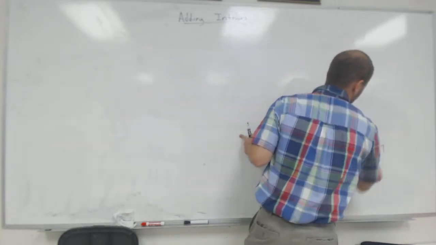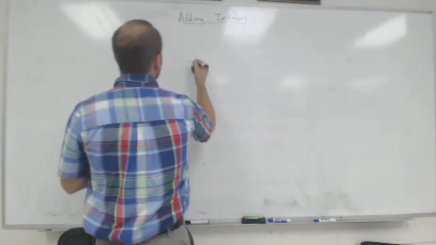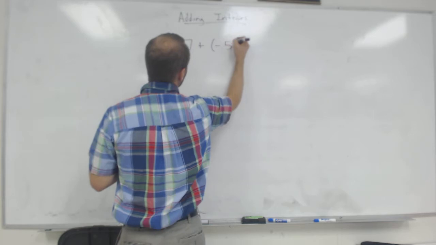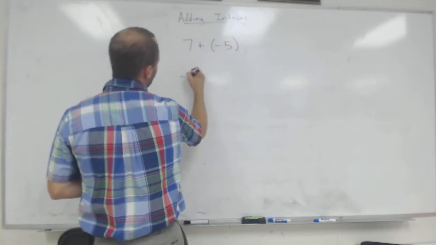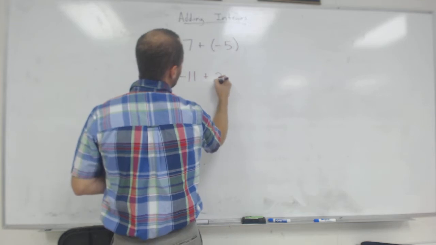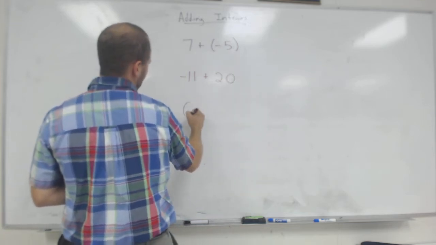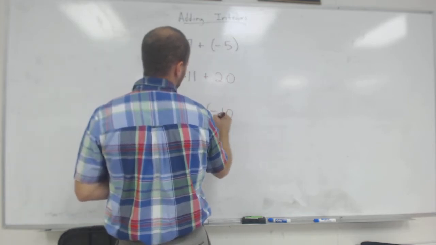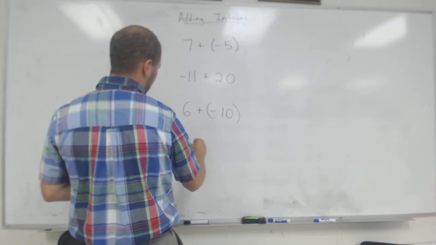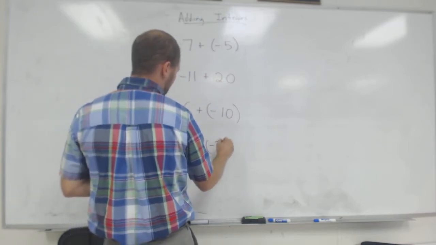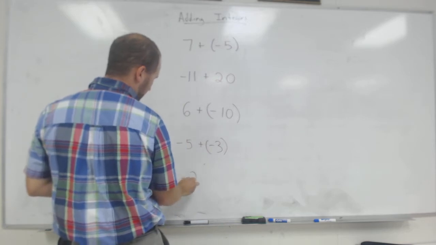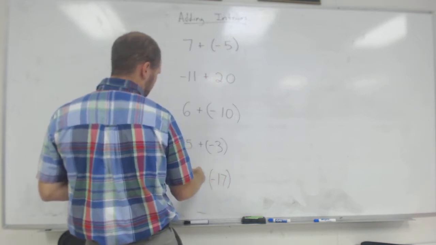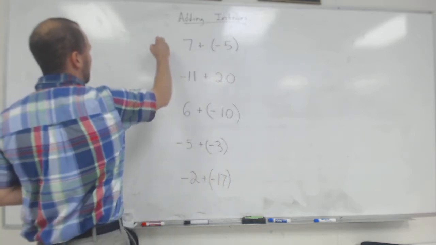Some of them are going to have the same sign, some of them are going to have different signs. So let's do something like 7 plus negative 5, negative 11 plus 20, 6 plus negative 10, 5 plus negative 3, and negative 2 plus negative 17.